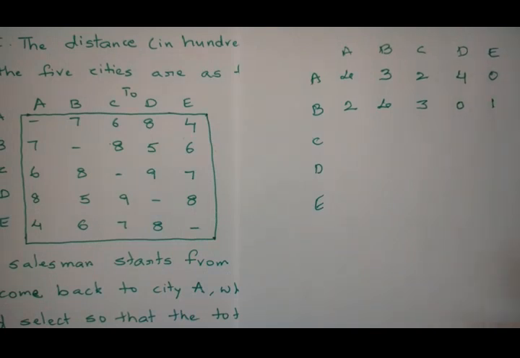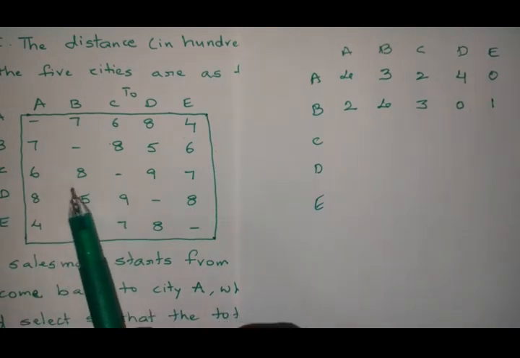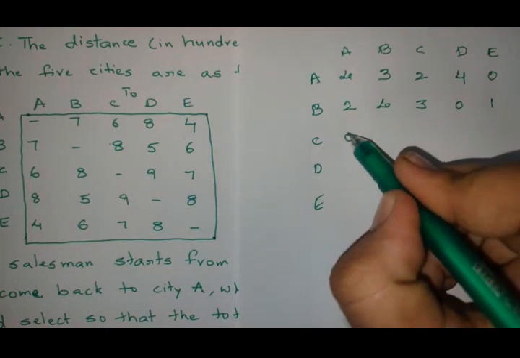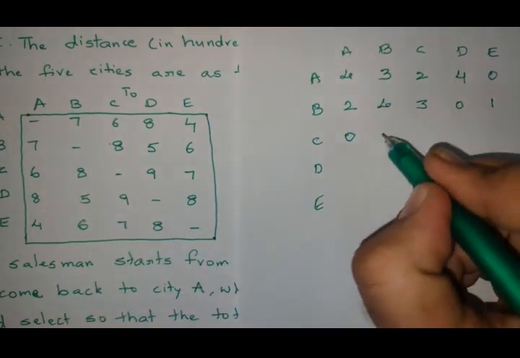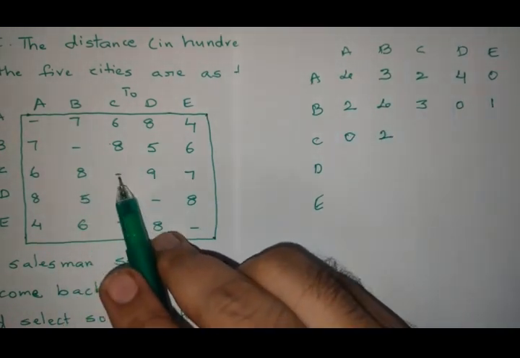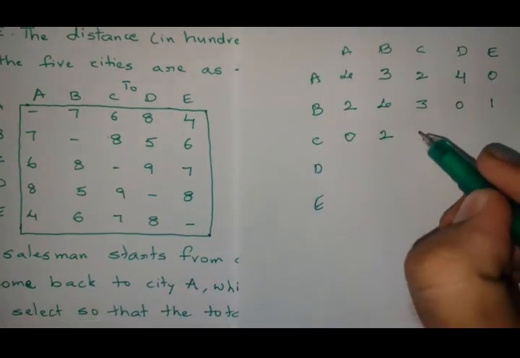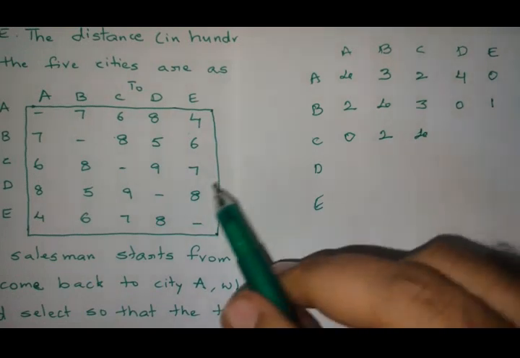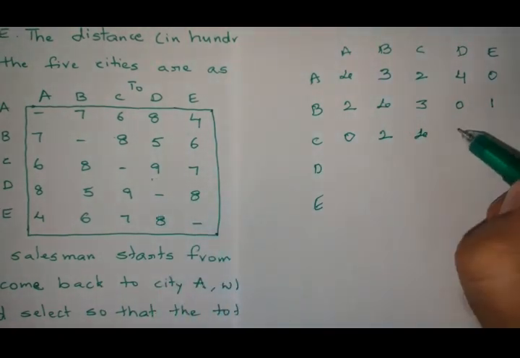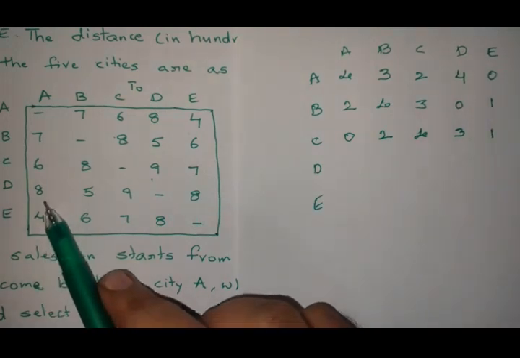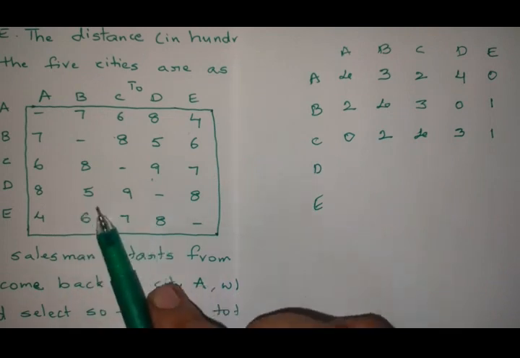And next one, third row, the minimum value is 6. So subtract 6 from all the 5 values. 6 minus 6, 0. 8 minus 6, 2. Infinity here. So infinity minus 6, infinity. 9 minus 6, 3. 7 minus 6, 1. And next one, the minimum value in the fourth row is 5.